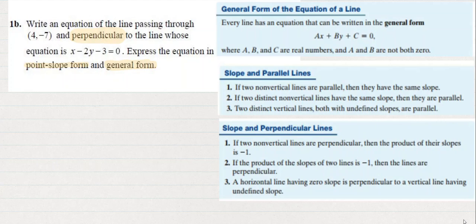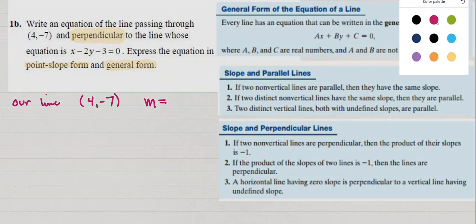This next example is very similar. The line we're looking for passes through the point 4, negative 7. And now what we need is a slope. We aren't given the slope, but we're told that the line we're looking for is perpendicular to this line, x minus 2y minus 3 equals 0.